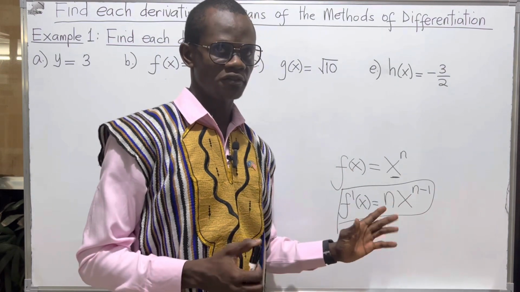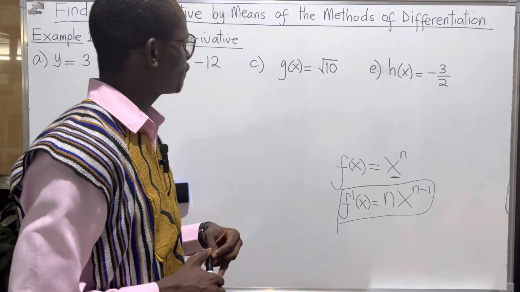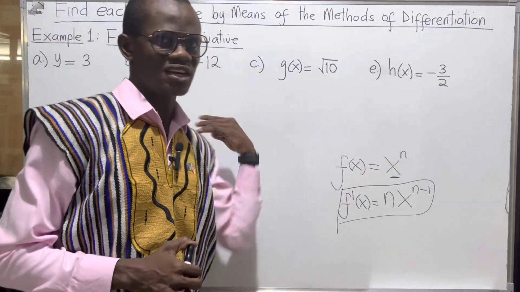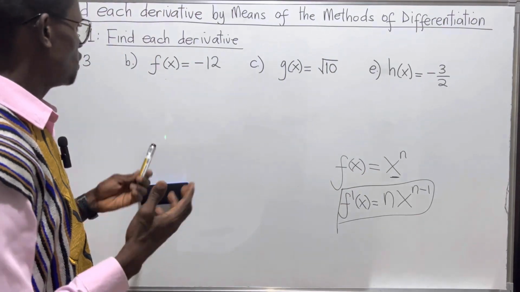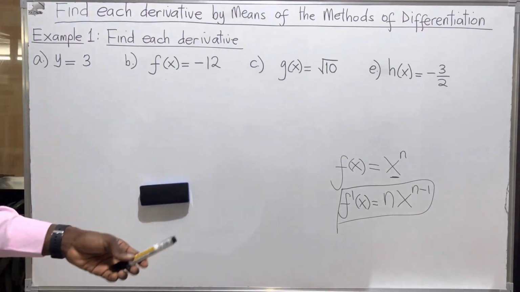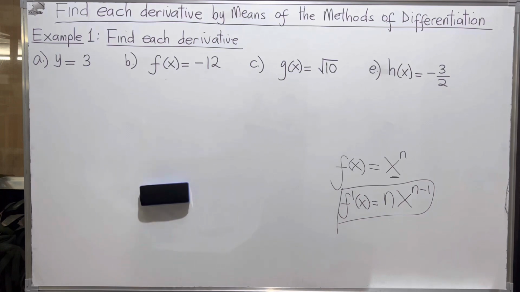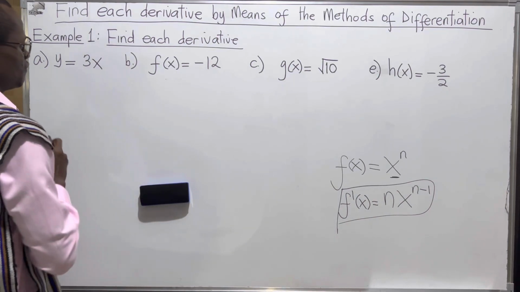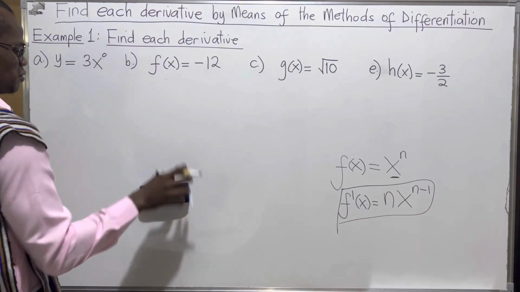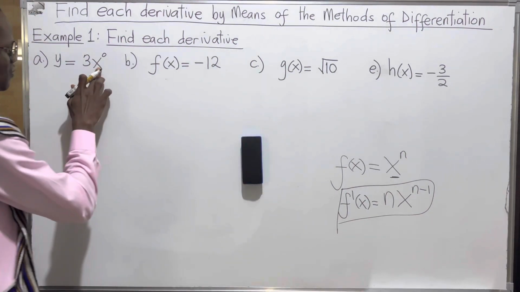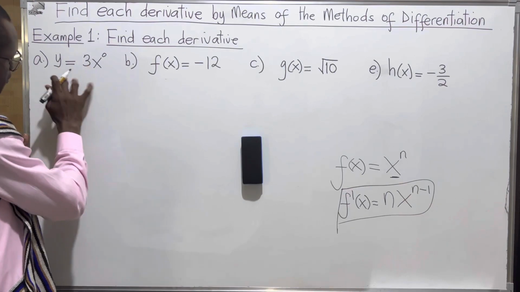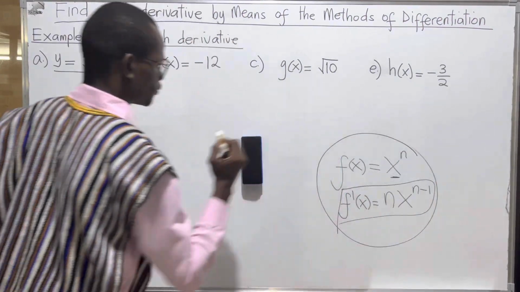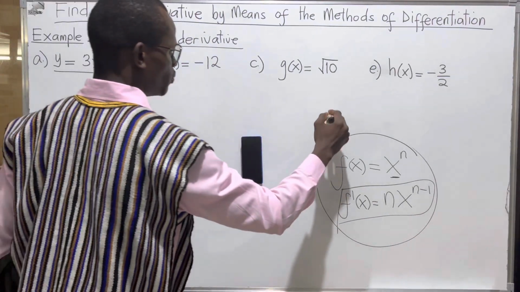This is our derivative. But what if we just have numbers? We do not have variables attached to them. When a number is standing alone, there is an invisible variable attached to that number, and that variable is raised to the power of 0. So we can carefully find the derivative of this function by using this formula, which we call the power rule.